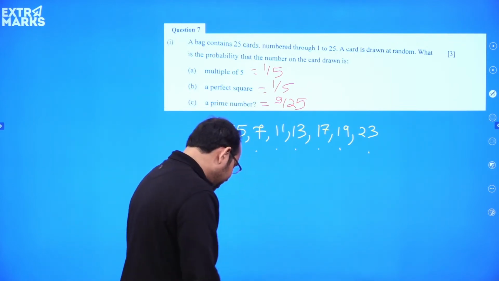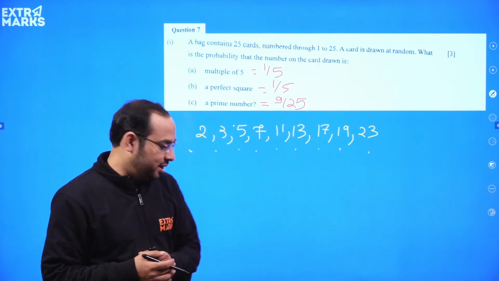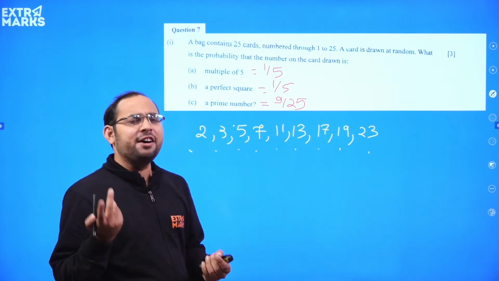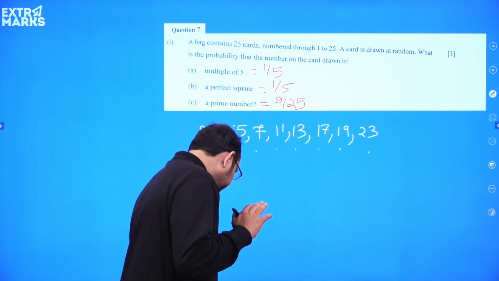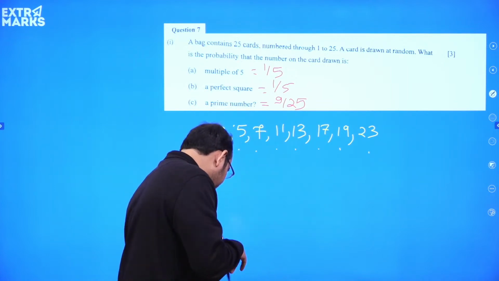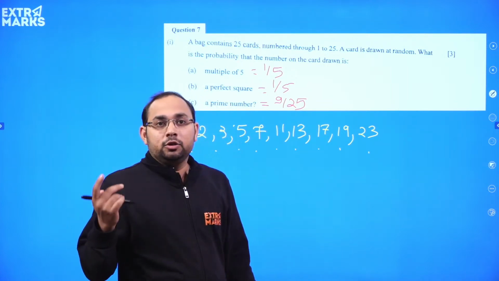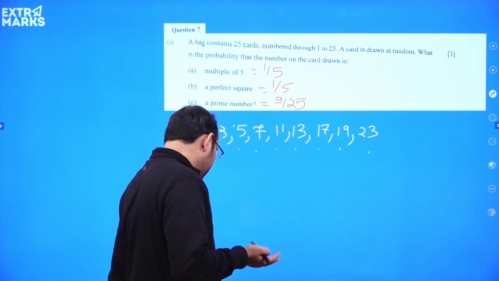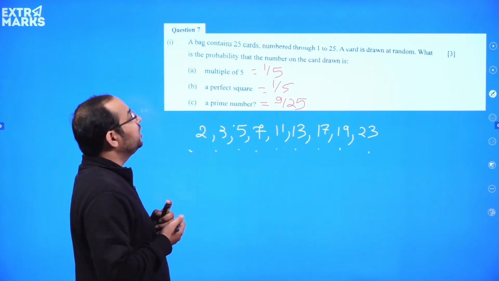Maybe you will lose a mark, because you have to simplify. Maybe half a mark you will lose. Yes, that's what I'm saying, Alpha. So you have to simplify, but you will not lose full marks. You will lose maybe half a mark, most probably. Okay. So let's move forward.